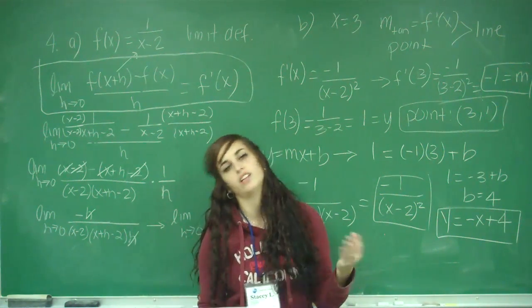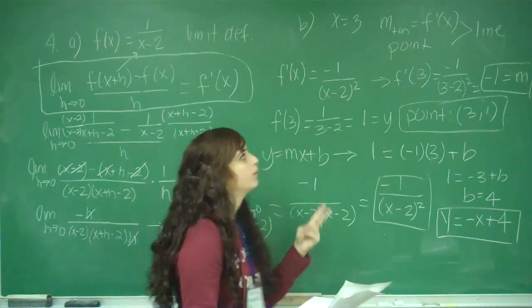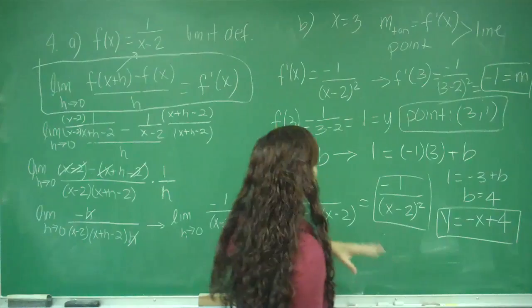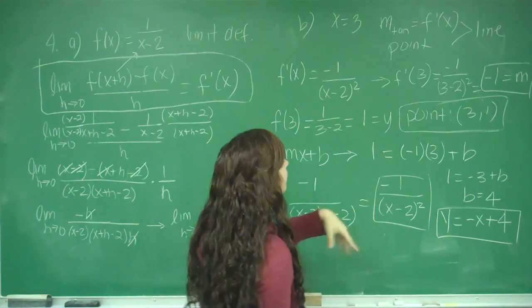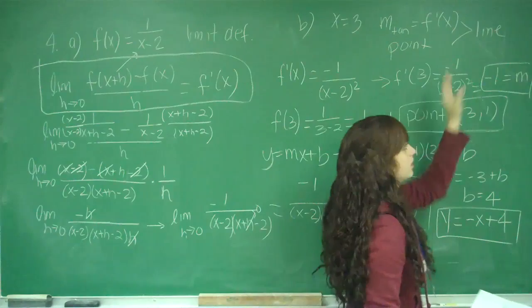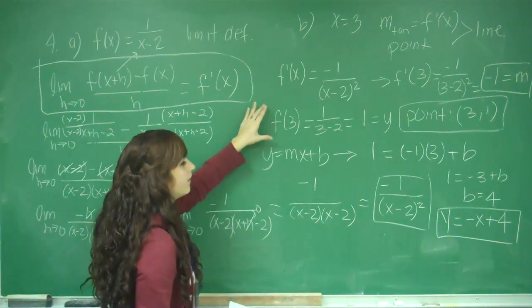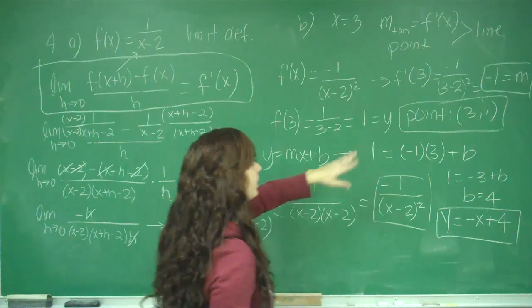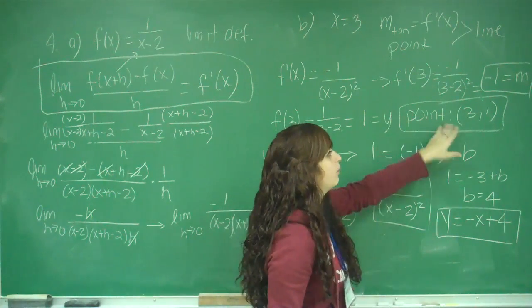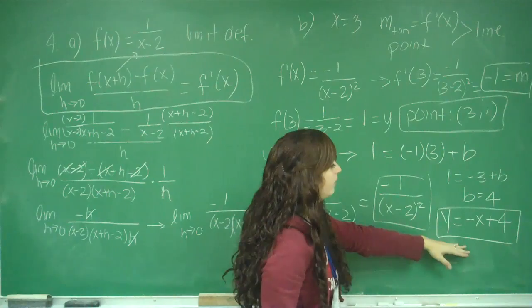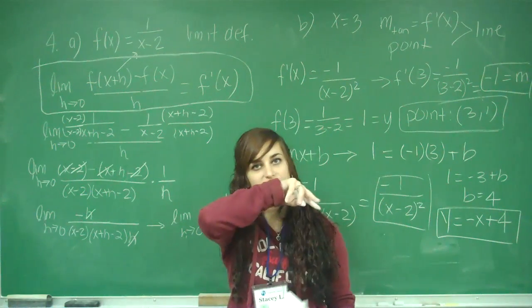To write an equation of a line, that means we need a slope and we need a point. Our slope of our tangent line is going to be the derivative, so we already found the derivative of our function, and then we plug in 3 because it says that x equals 3 and we get our slope, negative 1. Now to find a point, we plug 3 back into our original equation and we get that y is 1, so we have the point 3, 1. Then we write it in y equals mx plus b form and we have an equation of the tangent line.